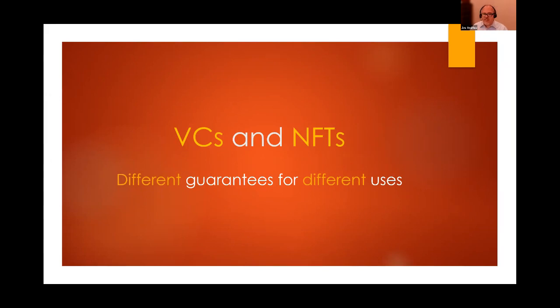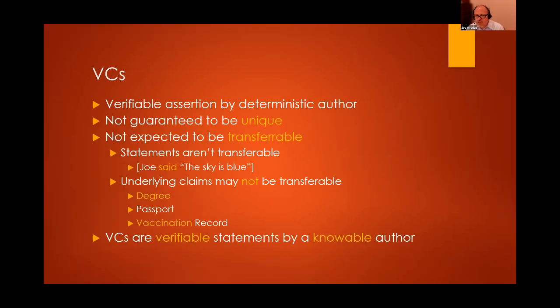So let me talk about VCs and NFTs. So VCs are verifiable assertions by a deterministic author. They're not guaranteed to be unique. They're not expected to be transferable. In general, statements aren't transferable. So you could have a VC that basically says, Joe said the sky is blue, and I signed that with my DID, and now you have this statement. Well, what does it mean to transfer it? If you give it to someone else, it doesn't mean that, if I give it to Tom, Tom said the sky is blue. The statement is still Joe said the sky is blue.